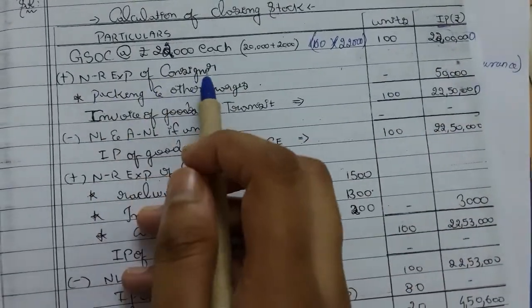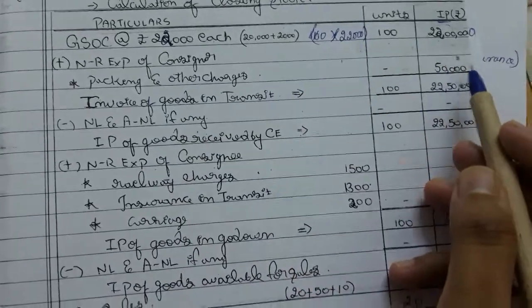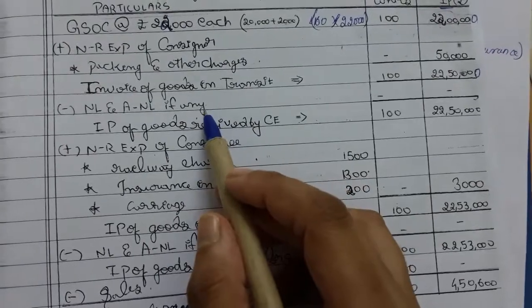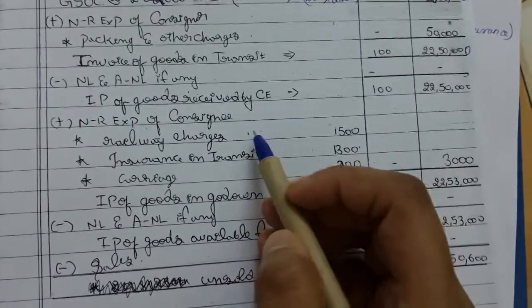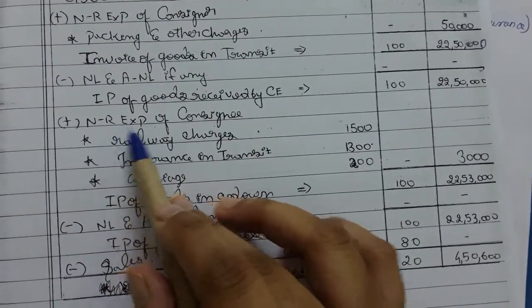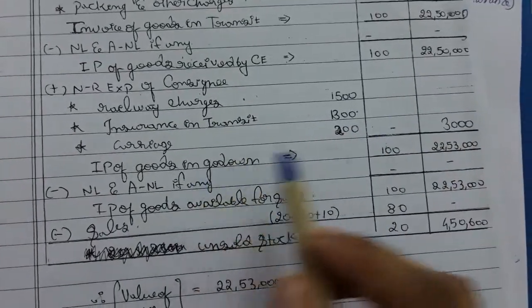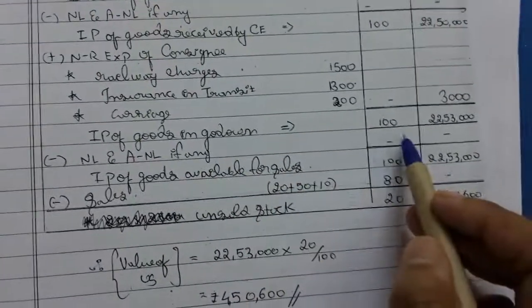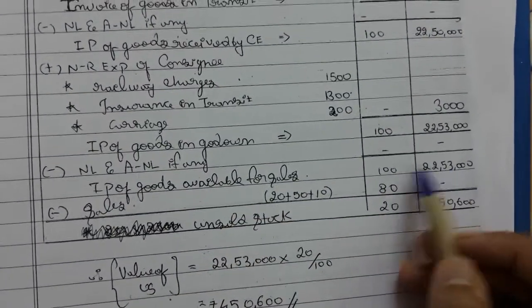Next is the non-recurring expenses of the consignor. What is that? That is packing and other charges, 50,000. So this is the goods in transit. We don't have any normal and abnormal losses here, that is nil. This will be the goods received by the consignee. Next, we are supposed to add back the non-recurring expenses of the consignee. These three are the non-recurring expenses. We have added this. So this will be the cost of goods in godown. There is no normal and abnormal loss in the godown, so that is nil. So this will be the value of goods available for sale.